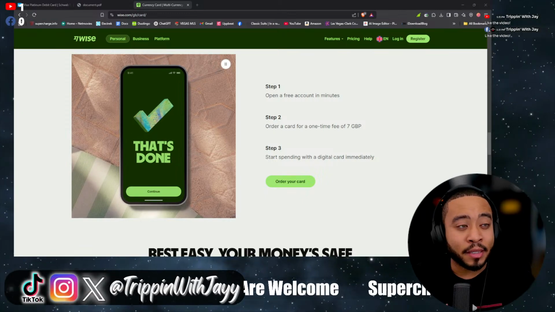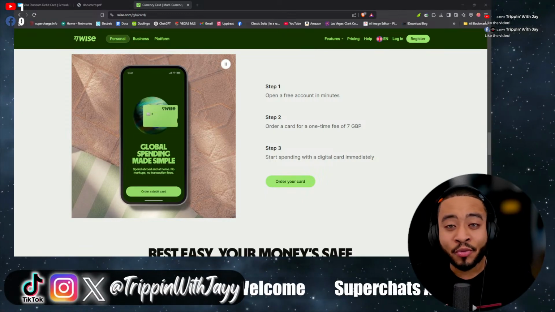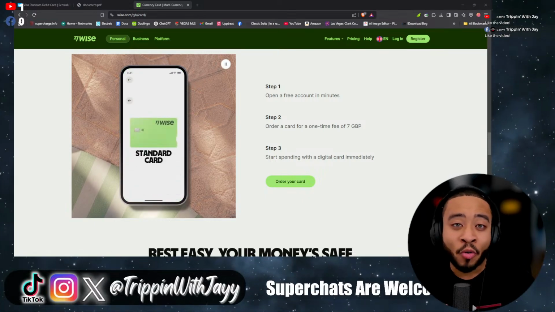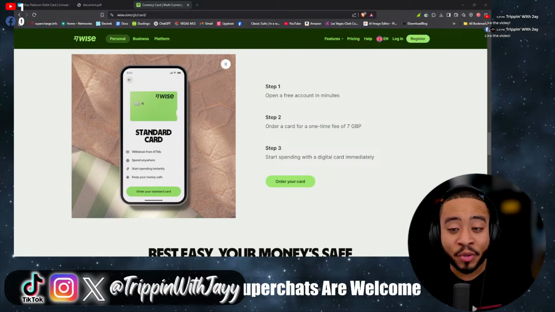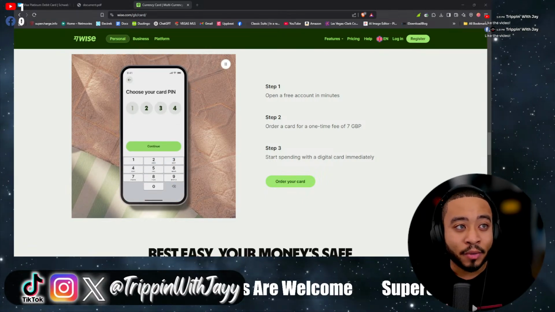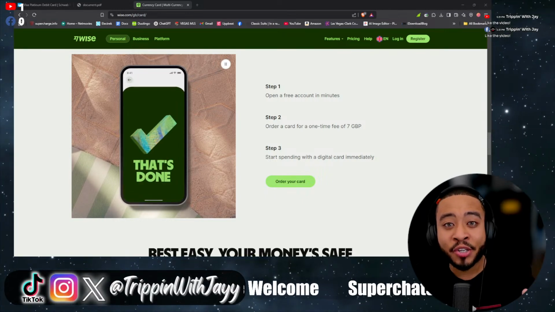The second is the foreign transaction fees. Both are exactly the same. No foreign transaction fees when you use the card for any purchases worldwide. Easy, right? Now we come to the exchange rate.